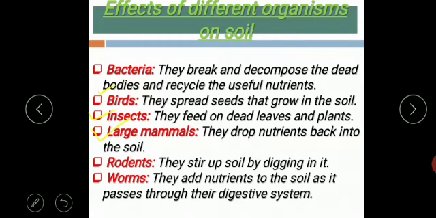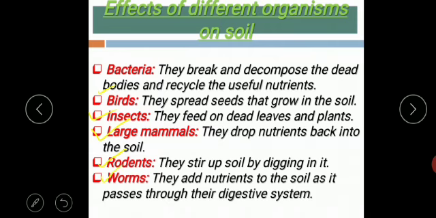Large mammals, they drop nutrients back into the soil. Like elephants, they can drop nutrients back into the soil. Rodents, they stir up soil by digging in it. Here digging means break up. Like rats, mice, squirrels, they can stir up soil by digging in it.